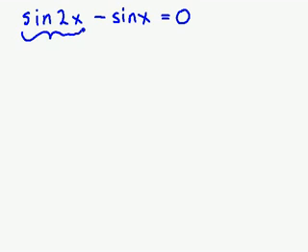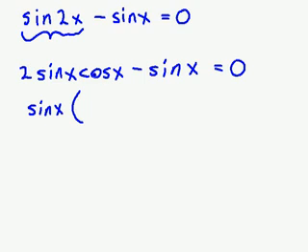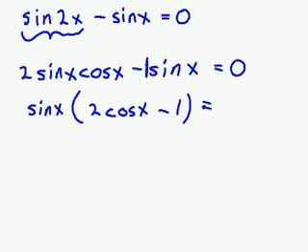So the sine of 2x is equal to 2 sine x cosine x. Then we still have minus sine x equals 0. I'm going to solve this equation by factoring. Factor off the common term, which is sine x. And what's left is 2 cosine x from the first term minus just 1 from the second term. And then the equation is still equal to 0.